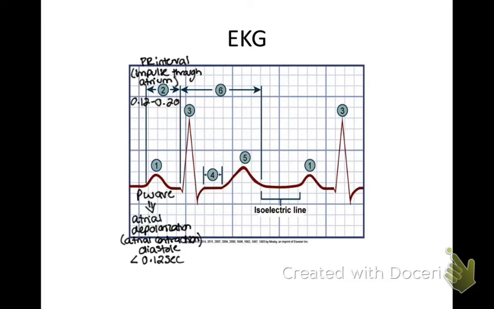I'm going to talk about those numbers in a second. You can write, less than 0.12 seconds for your P wave, 0.12 to 0.2 for your PR interval. Again, we're going to talk about those numbers in just a second. So you can write them down.